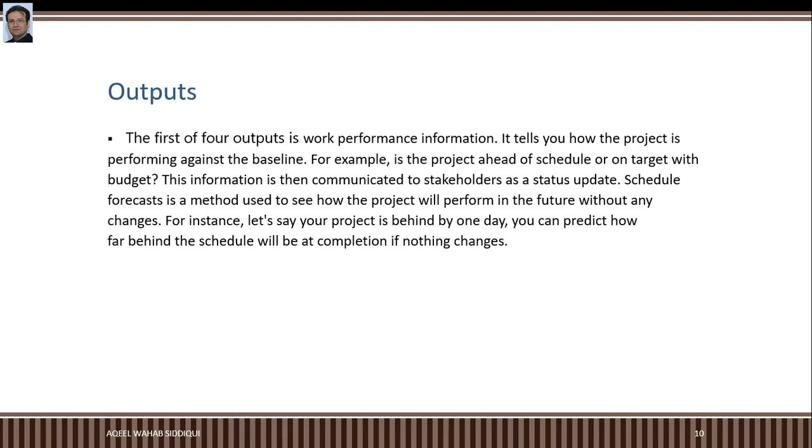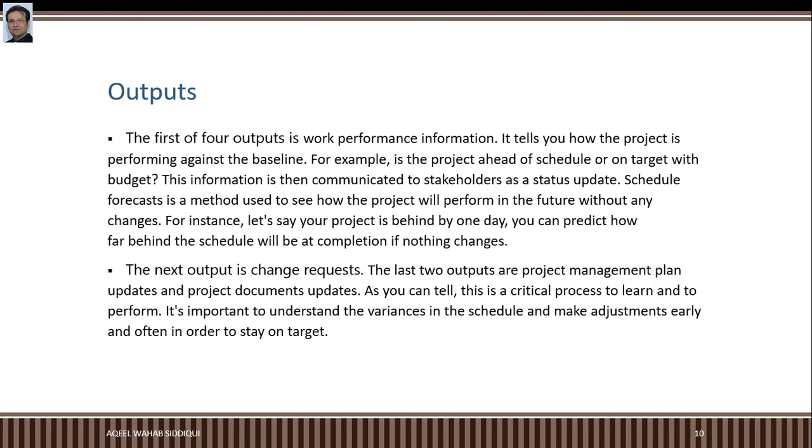A schedule forecast is a method used to see how the project will perform in future without any changes. This totally depends on earned value management. For instance, let's say your project is behind by 1 day. You can predict how far behind the schedule will be at completion if nothing changes. Next is change request. The key output of any monitoring and controlling process is change request. So the last two outputs are project management plan updates and project document updates.